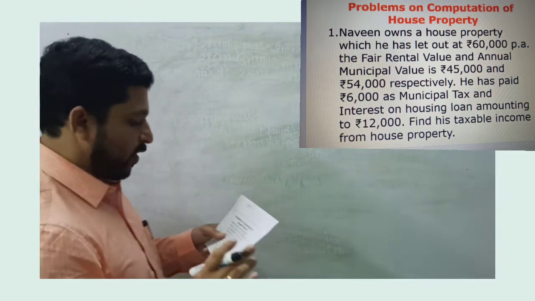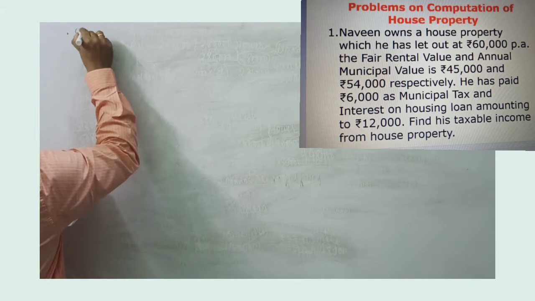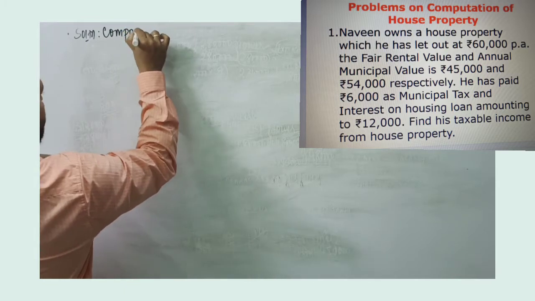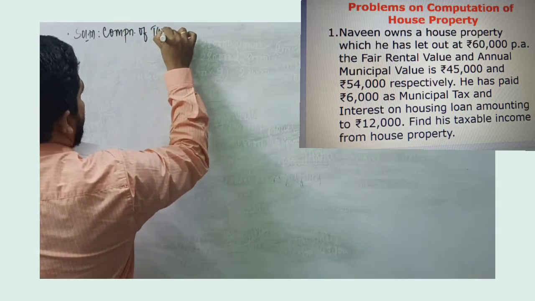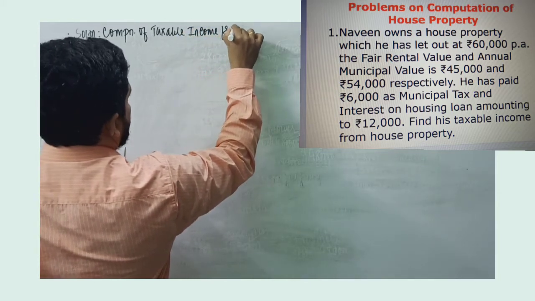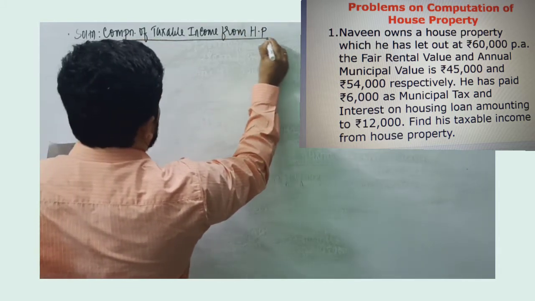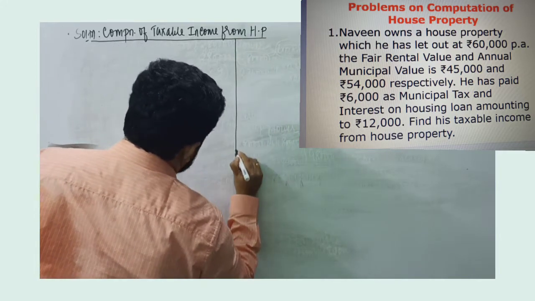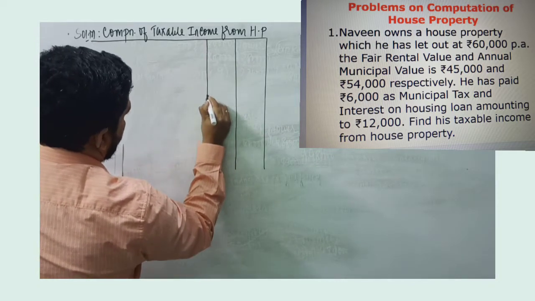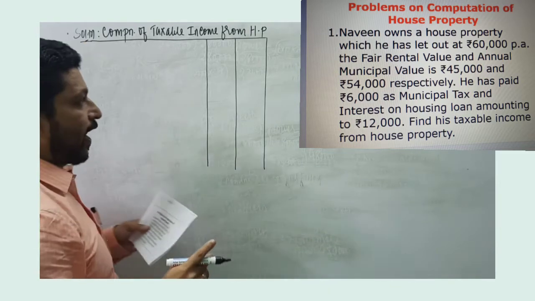But now the problem is we need to calculate the taxable income from house property. So I record the solution over here. I write the heading as computation of taxable income from house property. So I draw two amount columns. These two amount columns are needed for us as far as calculation is concerned. And the first step, as we understand, we need to take what is called the gross annual value.